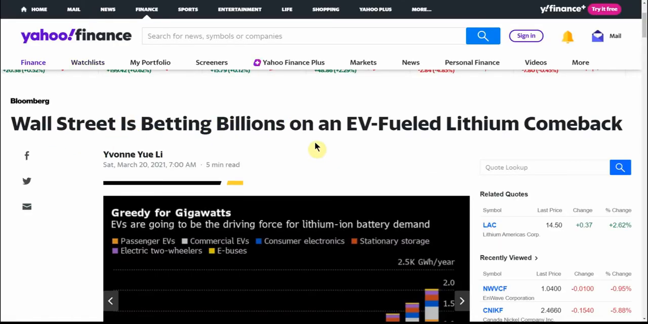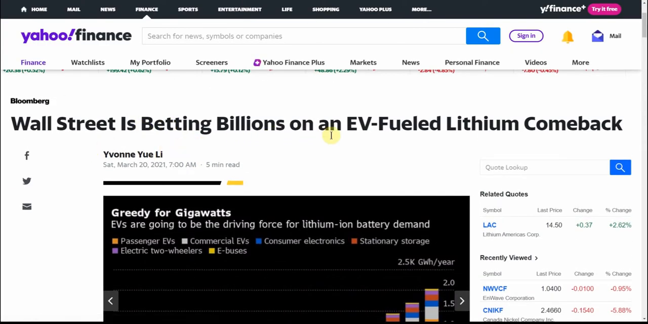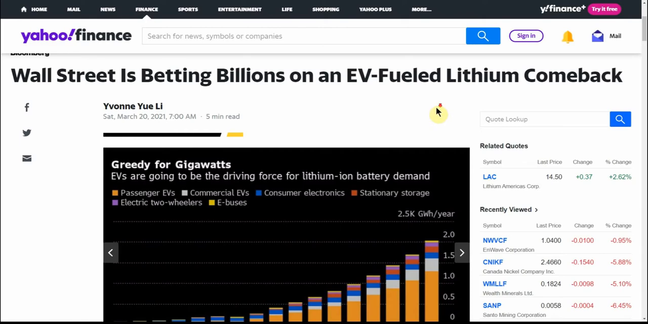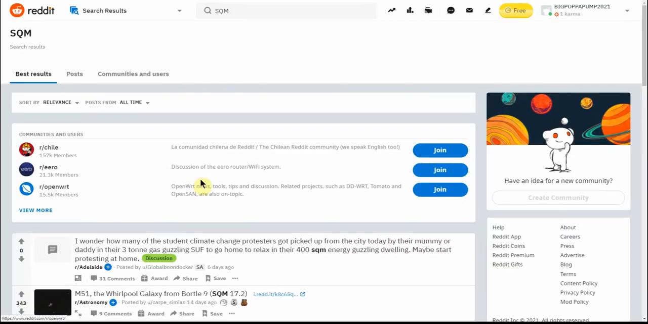And I pointed this out on my last lithium video. It's kind of interesting. Here it kind of shows you the progression over the years in regards to the demand. Greedy for gigawatts, Wall Street is betting billions on an EV-fueled lithium comeback. And so you can kind of see the growth that's going to go on there. And like I keep saying on my videos, here's pretty much the ground floor, if you will. So that's why I've been making so many lithium plays and trying to find as many companies as I can.